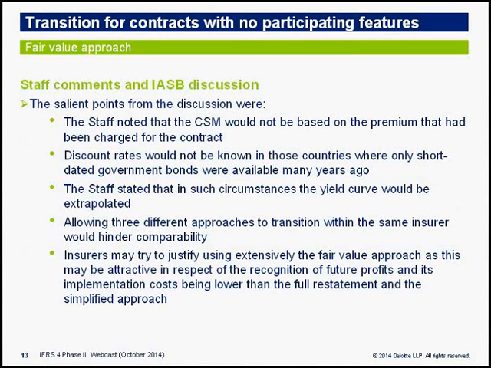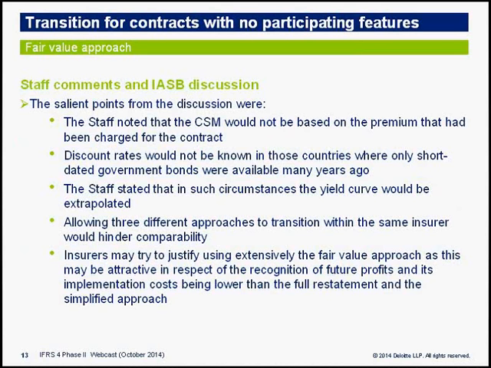The second point was that the discount rates will not be known in those countries where only short-dated government bonds were available many years ago. And this is, again, the same board member that talked about the characteristics of those insurance markets in Asia. They made, again, the point about the lack of data. The staff stated that in such circumstances, the yield curve would have to be extrapolated. Another point was that allowing three different approaches to transition within the same insurer would hinder comparability.